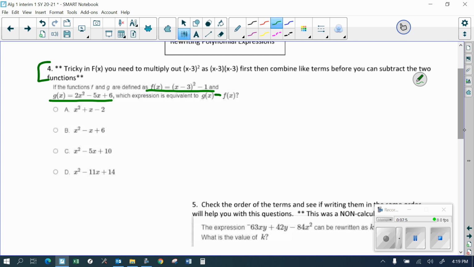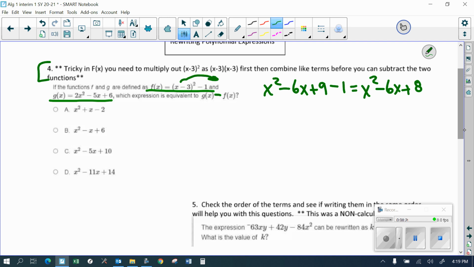Okay, but what you have to do first is you have to square this out. Now, the shortcut that you should learn is square the first term, x squared. Multiply the two terms together, it gives me negative 3x and double that, negative 6x, and negative 3 times negative 3 is plus 9, and then you have a minus 1. Okay, well that's going to give you x squared minus 6x plus 8, right?